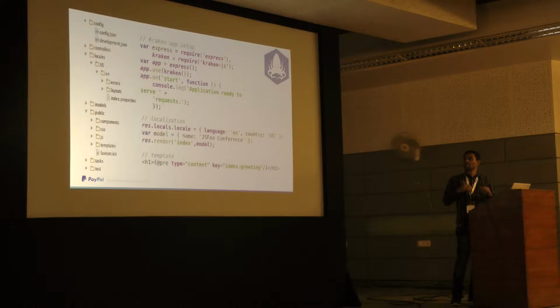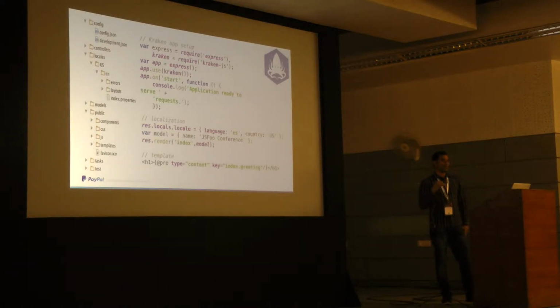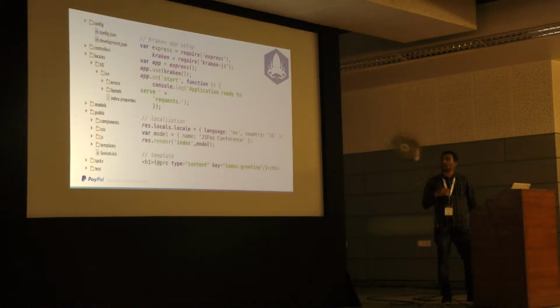Kraken helps us to keep the code organized by splitting up configuration, routing logic, localization and templates, etc. into various folders. If you look at the configuration folder, we have plain JSON files which have key value pairs that are loaded at runtime. The advantage of this is all your application configuration is in one single place, so it is easier to track and you can change them without touching a single line of code. It also helps you to manage configuration based on different environments. For example, at PayPal we have different configuration for development, testing and production.